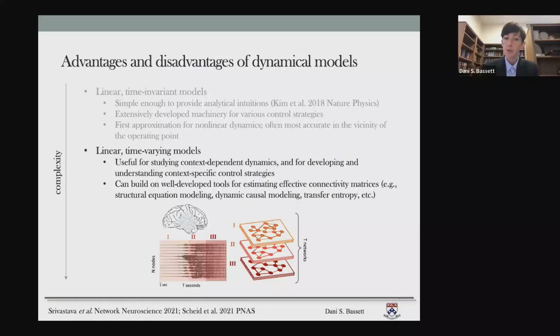But let's move then on to the linear time varying models. How are these useful? Well, these are useful for studying context-dependent dynamics and for developing and understanding context-specific control strategies. They can build on some well-developed tools for estimating effective connectivity matrices, so for example, structural equation modeling, dynamic causal modeling, and transfer entropy. And they can take advantage of a lot of the machinery that has been developed for linear models, but just using it in a piecewise linear manner.